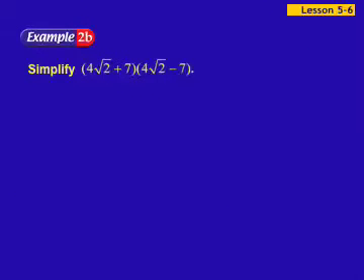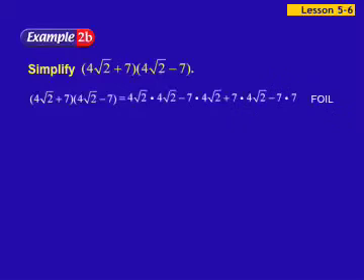Here we have an example of a binomial, 4 square root of 2 plus 7, and we're going to multiply that by what's called its conjugate, 4 square root of 2 minus 7. So you just switch the operation from either plus or minus in the second binomial. We'll FOIL the same way we did previously, and you'll notice that the two center terms will eliminate. This will always happen. So we can shortcut this process.